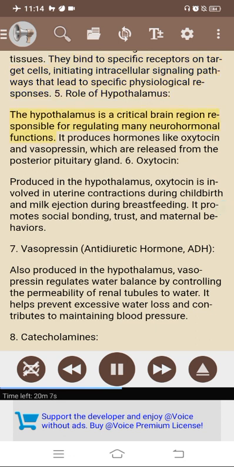5. Role of hypothalamus. The hypothalamus is a critical brain region responsible for regulating many neurohormonal functions. It produces hormones like oxytocin and vasopressin, which are released from the posterior pituitary gland. 6. Oxytocin. Produced in the hypothalamus, oxytocin is involved in uterine contractions during childbirth and milk ejection during breastfeeding. It promotes social bonding, trust, and maternal behaviors.